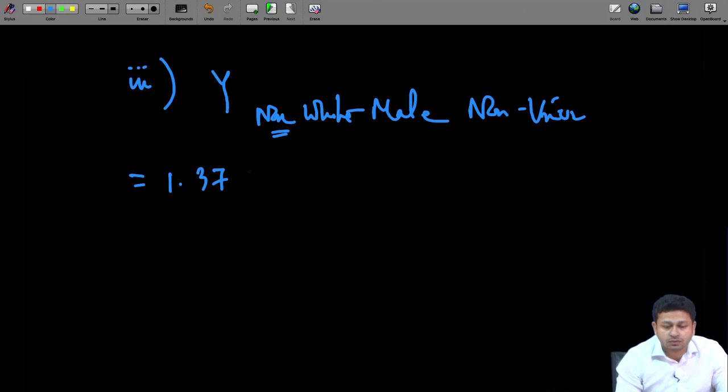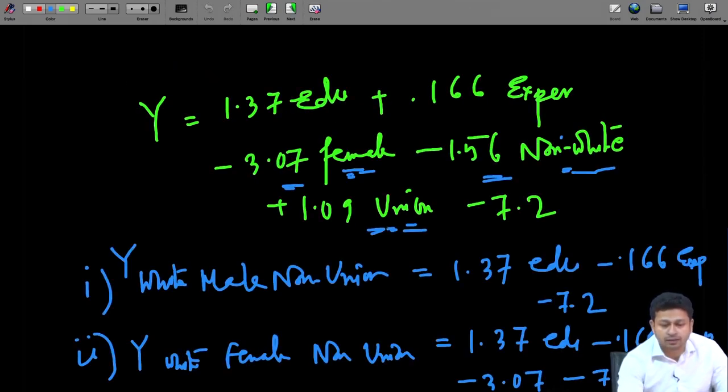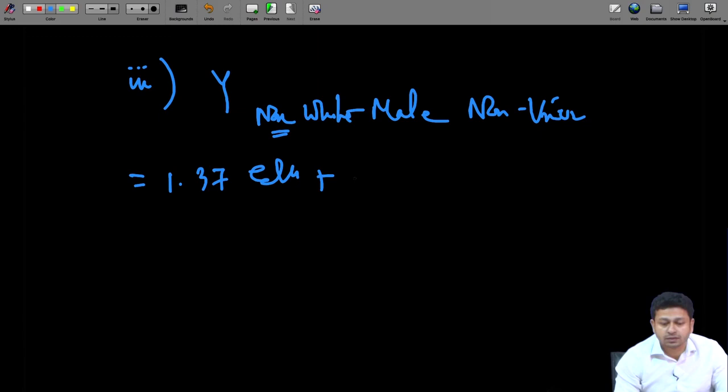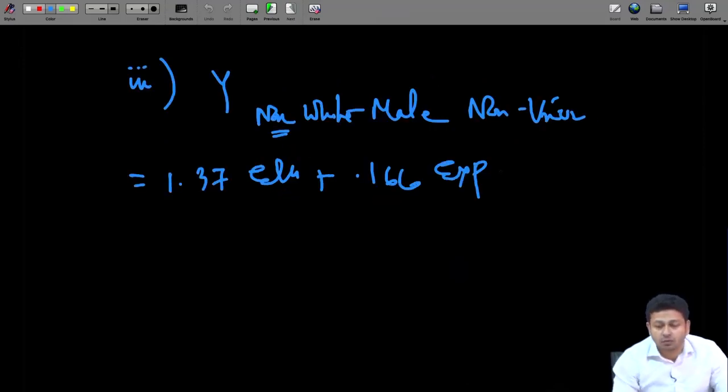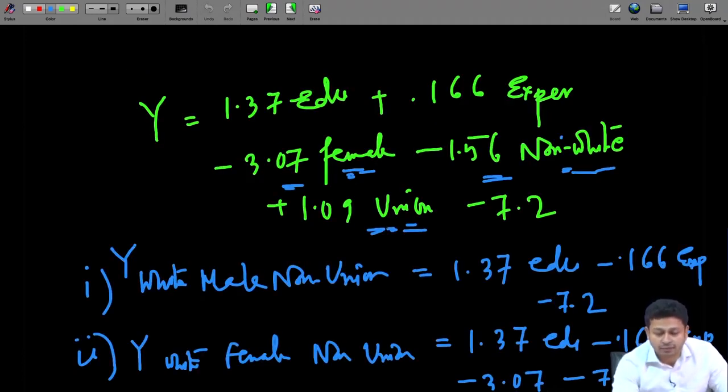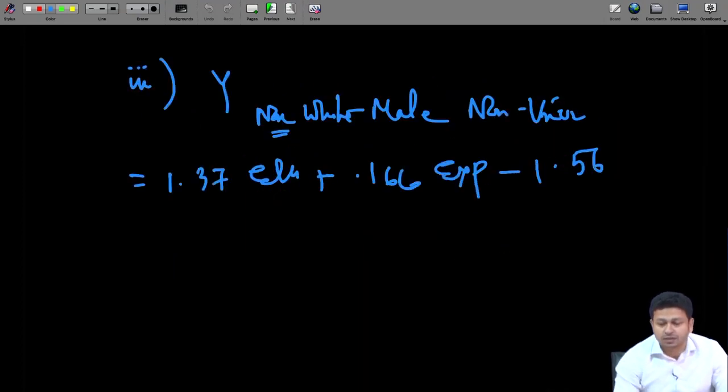So it is going to be 1.37 edu and then plus 0.166 experience, then it is male, so female is going to be 0, and the next term is non-white, that is going to be 1, minus 1.56, and then I will have my union term, because it is non-union, so it is 0, and then I have the constant term equal to minus of 7.2. So that's going to be the reduced form equation.